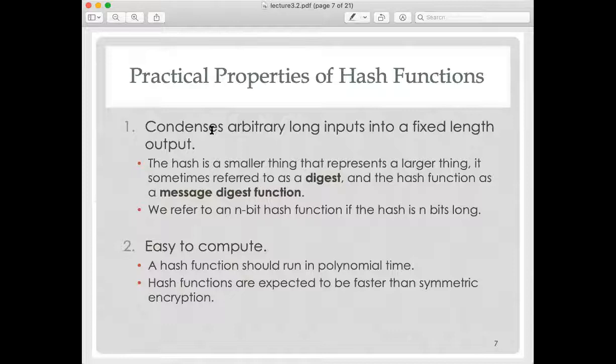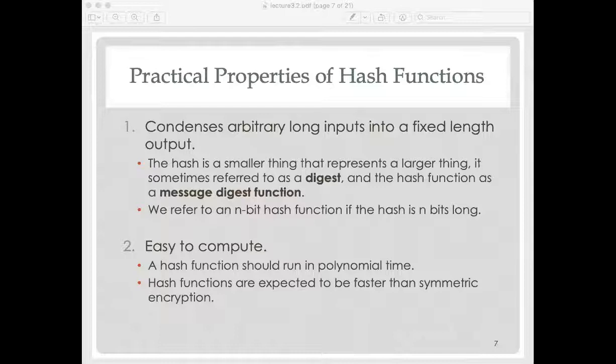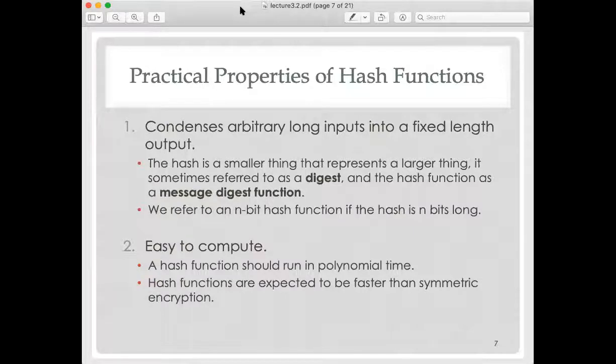بمعنى you could give a hash function 1 byte or 1 terabyte, it will always give you the same output length. And so this hash function, for example, is a 512 bit hash function. معناها always the output is 512. If it's a 128, always it's 128. But it takes whatever input, regardless of the size, and will always produce the same length of output.